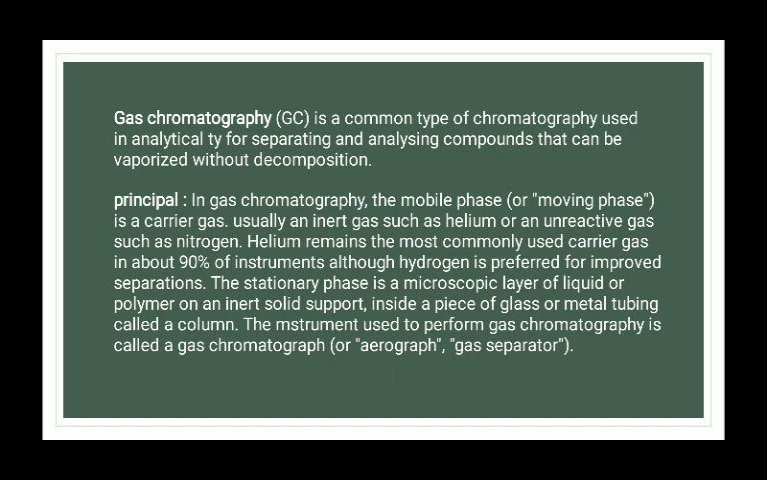It is used in about 90% of instruments, although hydrogen is preferred for improved separation. The stationary phase is a macroscopic layer of liquid or polymer on an inert solid support, inside a piece of glass or metal tubing called a column. The instrument used to perform the gas chromatography is called a gas chromatograph.